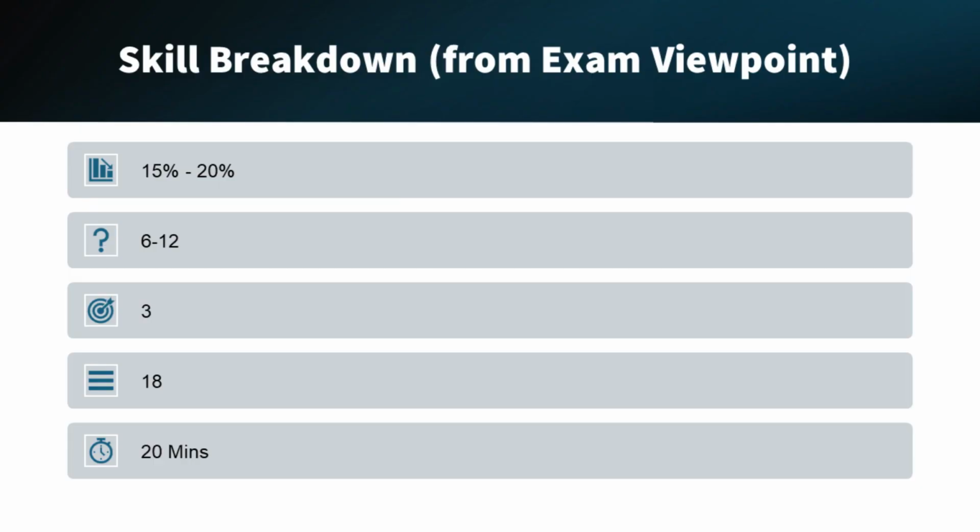The skill we are going to discuss here is plan and manage an Azure AI solution. We can expect 15 to 20% of questions in the exam related to this skill, with around 40 to 60 questions in the exam in total. We can expect around 6 to 12 questions about this skill, and it includes three main objectives and roughly 18 specific requirements. We suggest spending around 15 to 20 minutes on these questions during the exam.